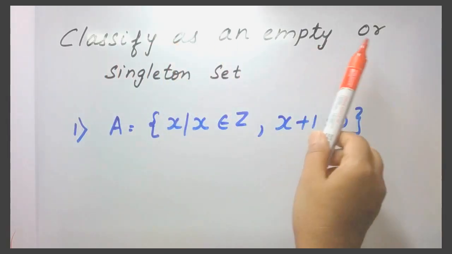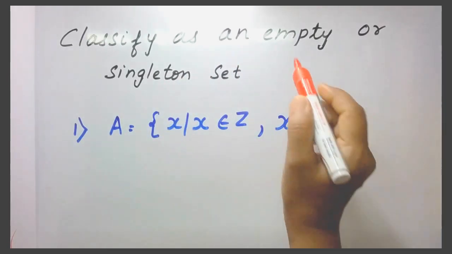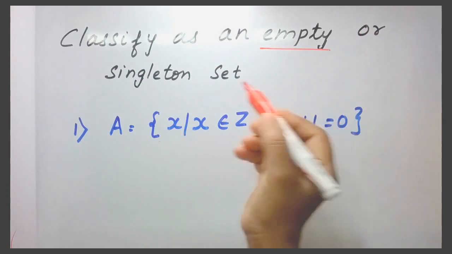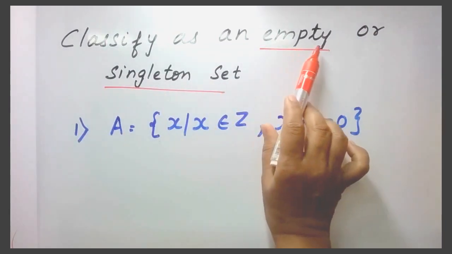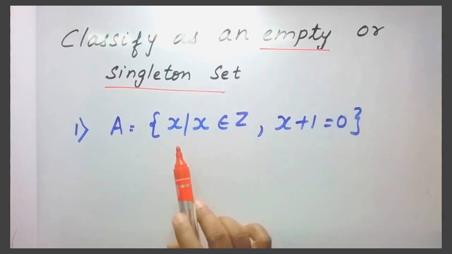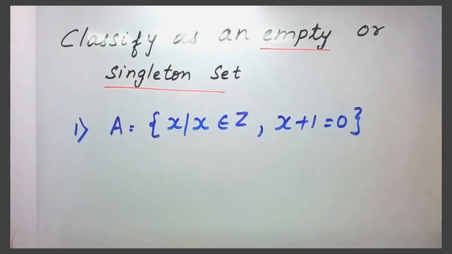Classify as an empty or singleton set. So a set is given, we have to classify it as an empty set or a singleton set. Empty set means when there is no element in it, it is empty. If you have one element in it, it is said to be singleton.